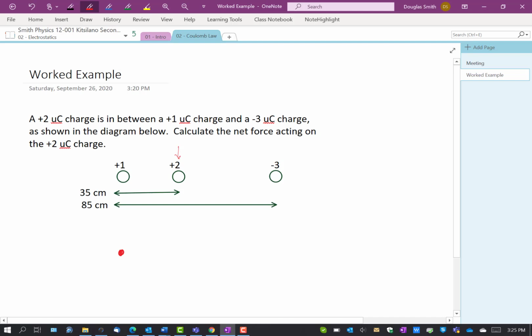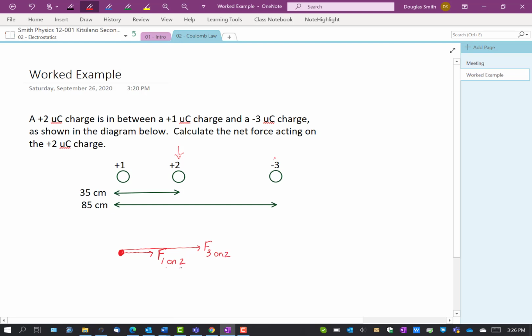The 1 microcoulomb charge, since they're the same, they're both positives, that means they're going to repel. So there's this force here, which I'd call F, and I go 1 on 2. So this is the force of 1 acting on 2. And then there's another force between these two charges. And if this one's negative, it's going to attract the 2 microcoulomb charge. So this is actually also going to be in the same direction. So that's going to be force, and I'm going to call it 3 on 2.